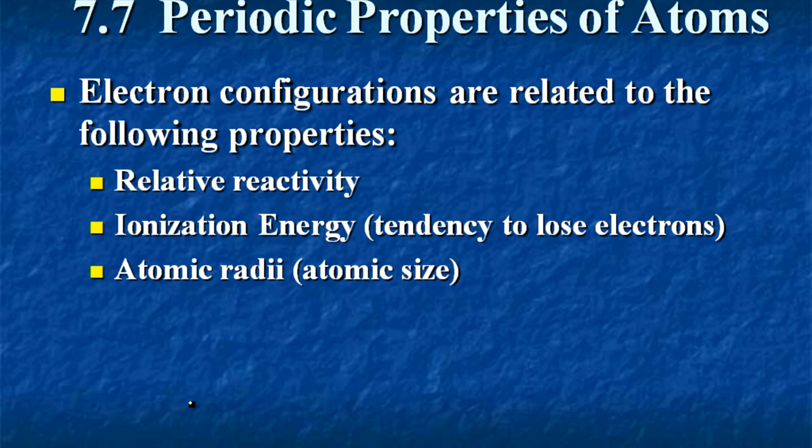So, electronic configurations, as I said, are related to so many properties, but these are the three main properties we will look at. That is relative reactivity and then something called ionization energy. Ionization energy is the tendency to lose electrons, especially to form positive ions. Why do they lose electrons? That's what we will look into. And then atomic radii, or atomic size, simply. So we will look into them one by one.